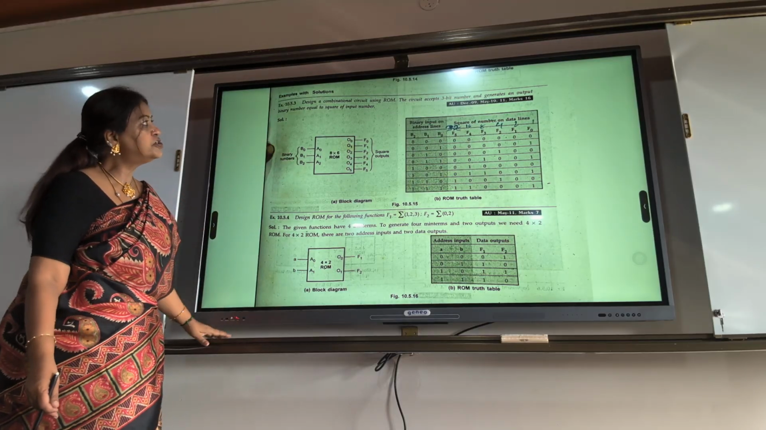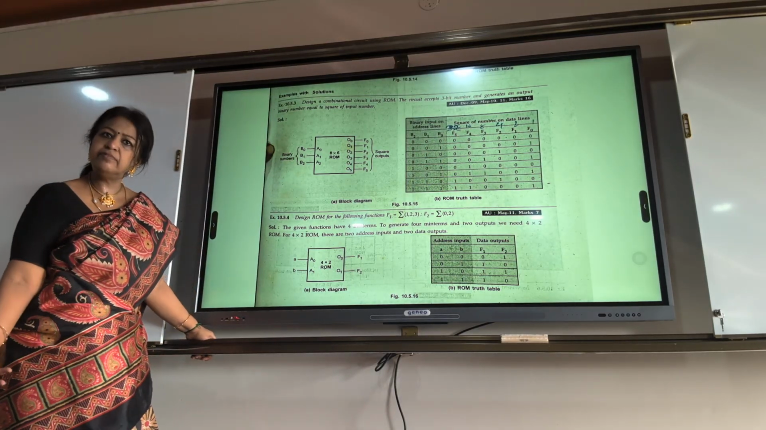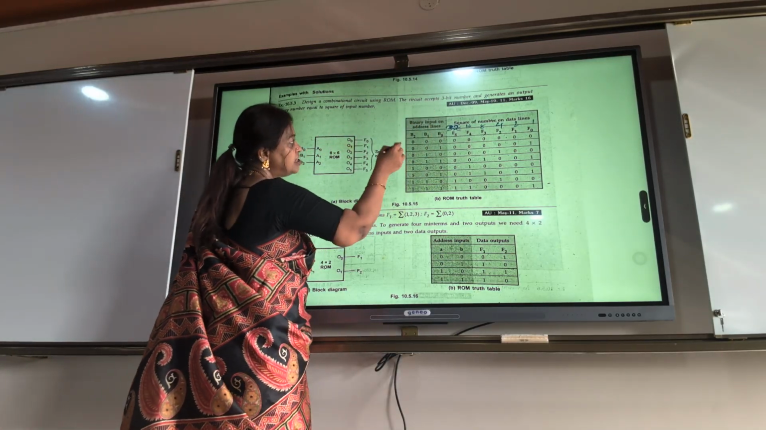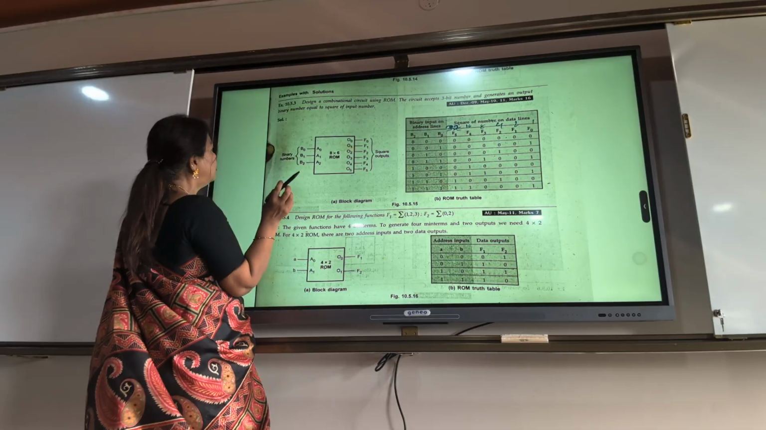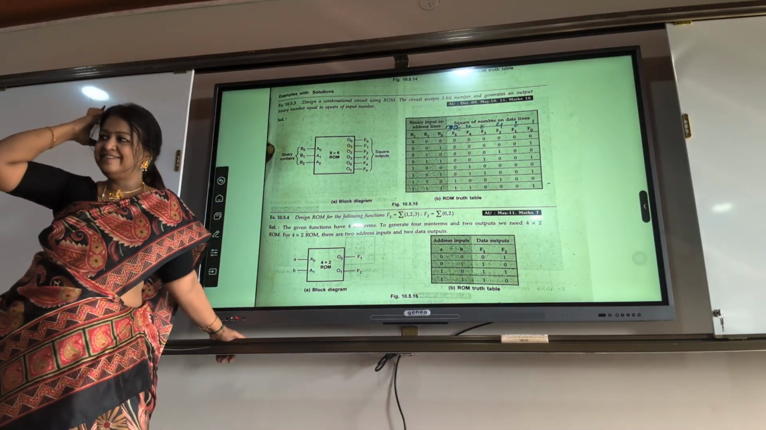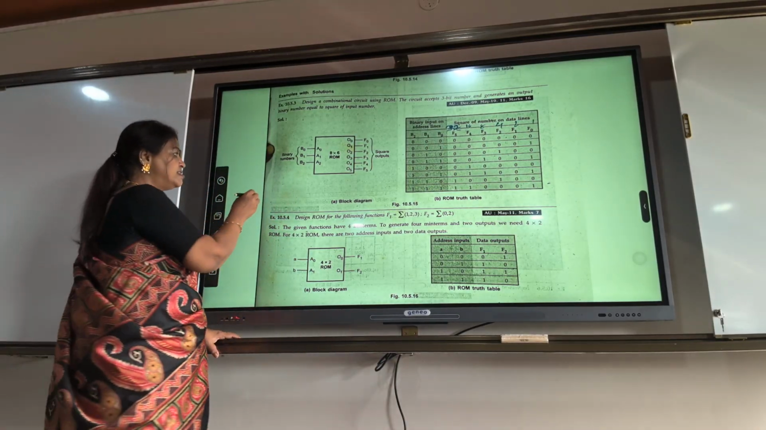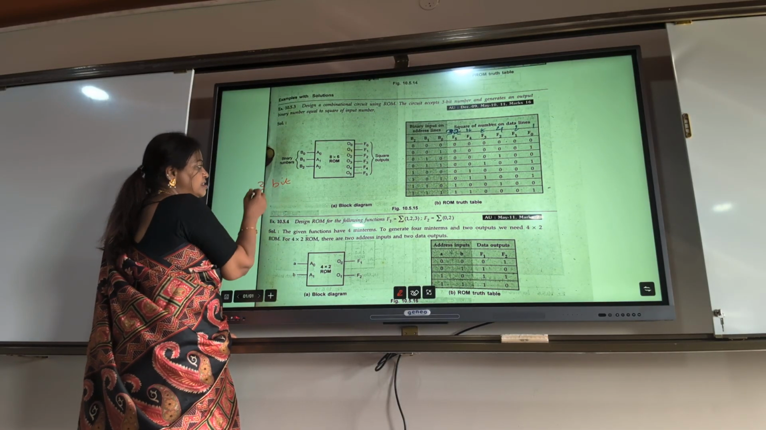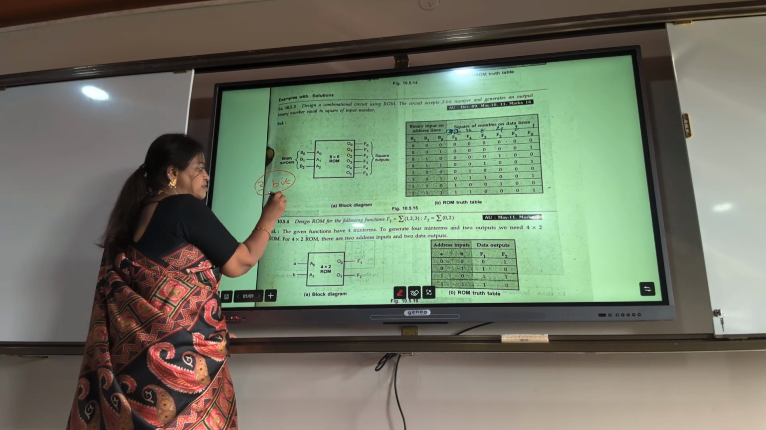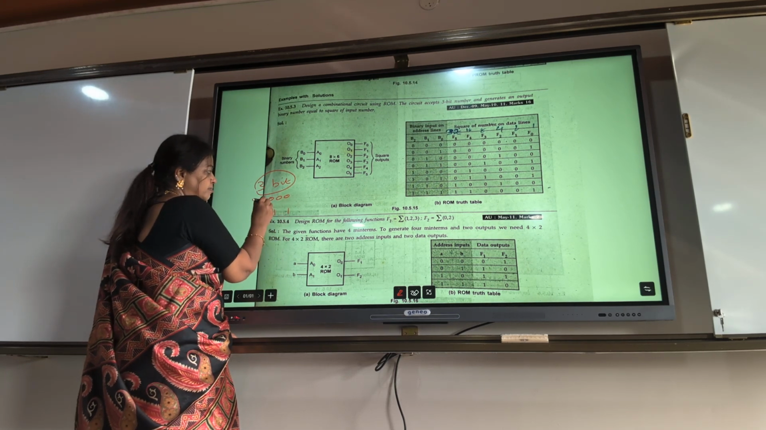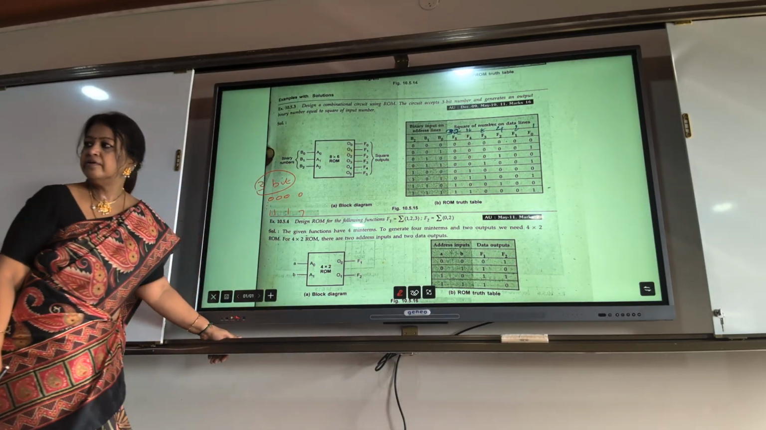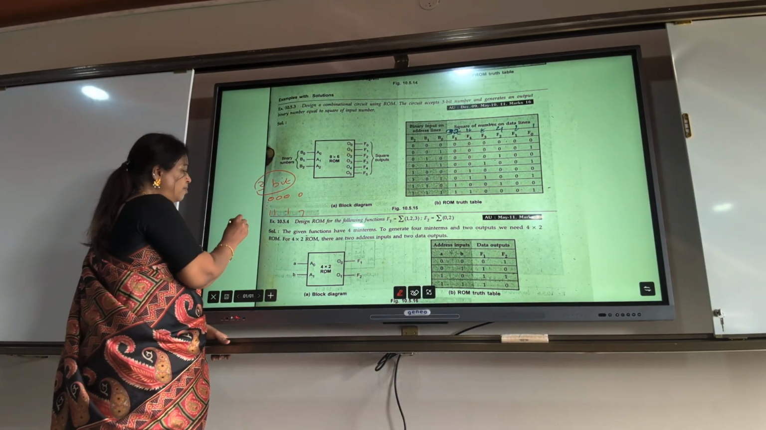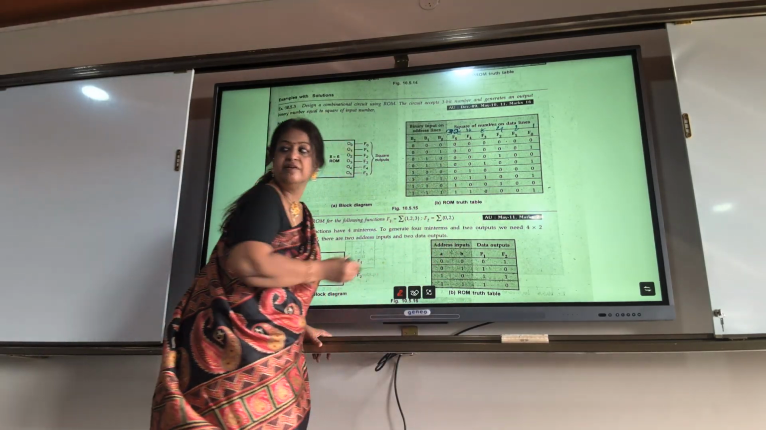Another problem. Combinational logic circuit using ROM. They may ask ROM or PROM. Question: the circuit accepts a 3-bit number and generates an output binary number, the square of the input number. So 3-bit binary means what is the highest number you get? 0, 0, 0 to 1, 1, 1. That is 0 to 7. That means 7 square is what? 49. So you have to check how many bits you require to represent that 49.